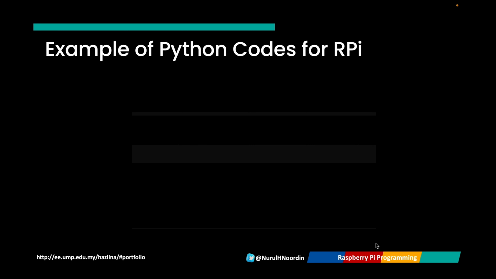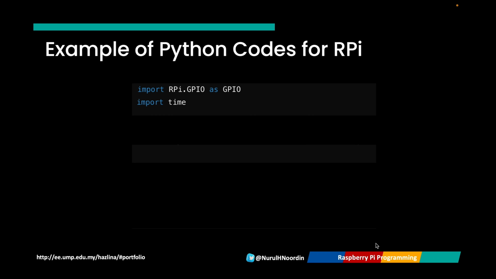Here is an example of Python code for the Raspberry Pi. Let's have a look. What is the typical structure of coding Python for the Raspberry Pi? We begin by importing two essential libraries. In this case, it's RPi.GPIO, which allows us to control the Raspberry Pi's GPIO pins, and secondly, time, which enables us to introduce delays in our code.